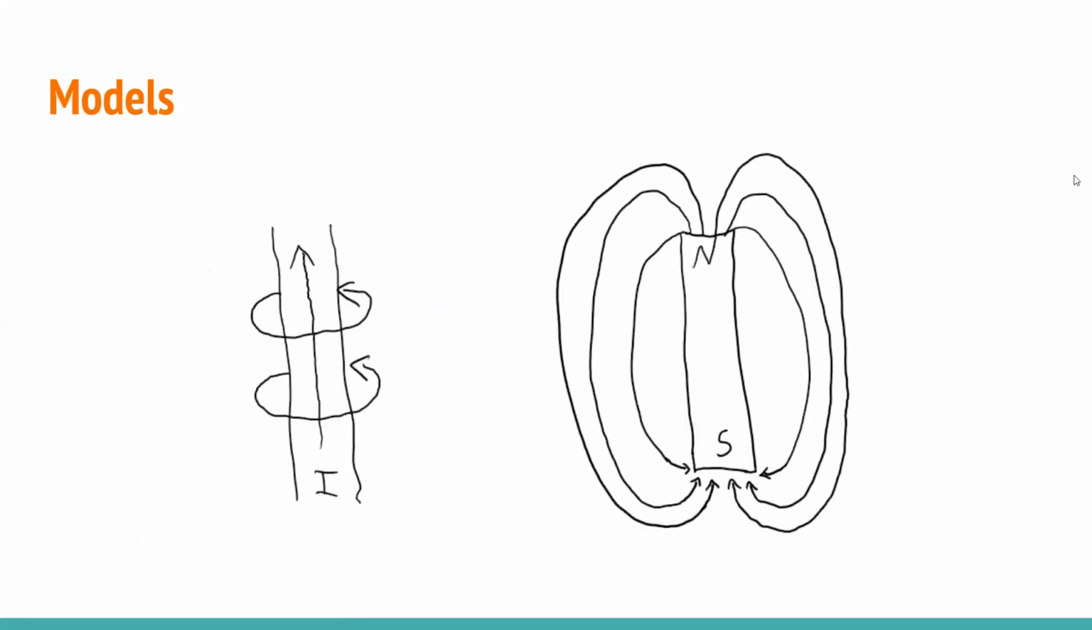And here are some simple models of how magnetic fields are created. On the left, we have a current running through a wire, and a magnetic field is created on the outside of that moving charge. And on the right, instead of a current moving through a wire, it's a bar magnet, and the material is made of spinning charges that are similarly oriented, so that a magnetic field is created from the north to the south pole of the magnet.